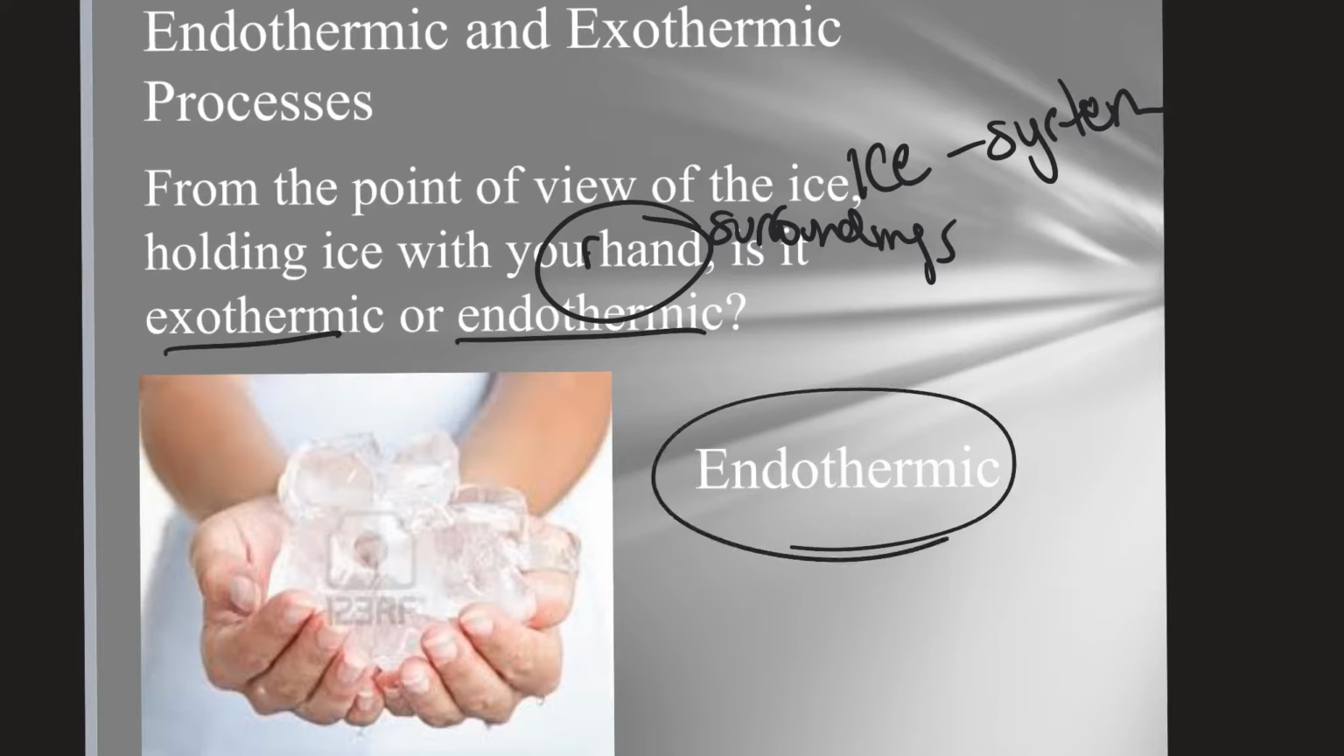Here, yes, it's experiencing an endothermic process. But if you think about it, which one has more energy, the ice or your hand? Your hand has more energy. Because your hand has more energy, remember, heat always travels from hot to cold. So heat will be traveling into the ice. Because it's traveling into the ice, the ice is experiencing an endothermic process, because it's taking in energy from your hand. And this is the reason why it starts melting in your hands.